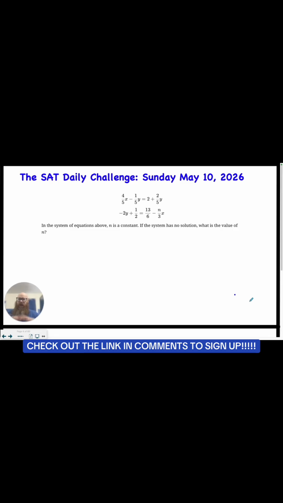So I want to look more generally at how we would attack a problem like this without using Desmos, because I do think that's useful. So what I want is for it to be in standard form. This first one I'm going to rearrange. I'm just going to get 4/5 x. If I subtract 2/5 y, I'm going to get negative 3/5 y equals 2. Now this one, I'm going to bring this negative n over 3x to this side and make it n over 3x. Then I'm going to have the minus 2y.